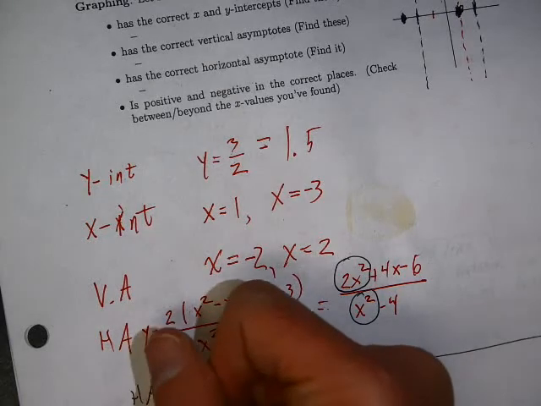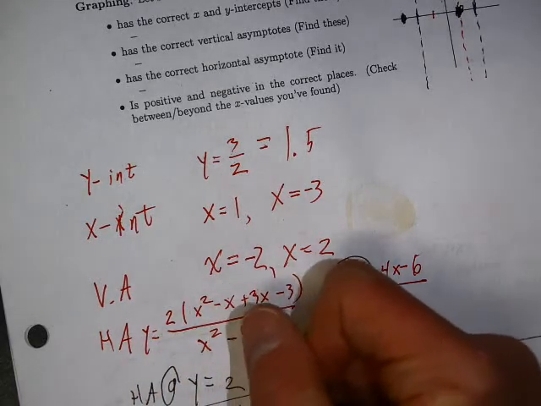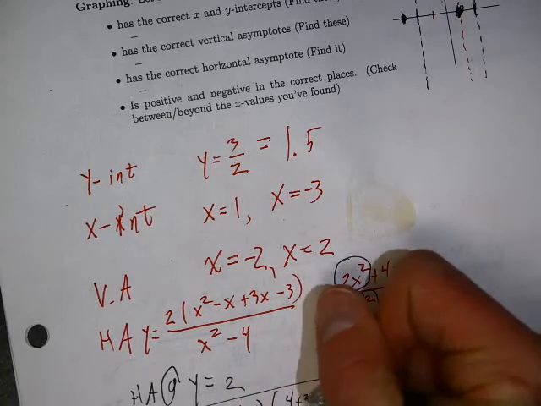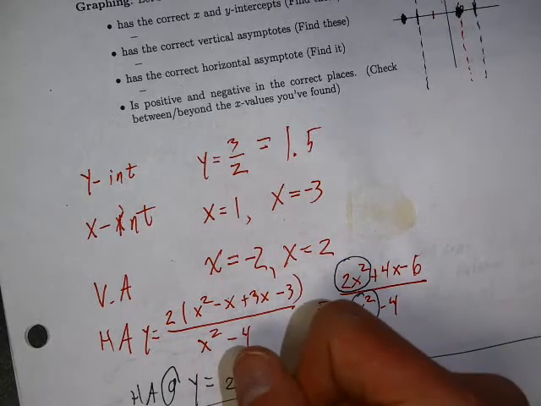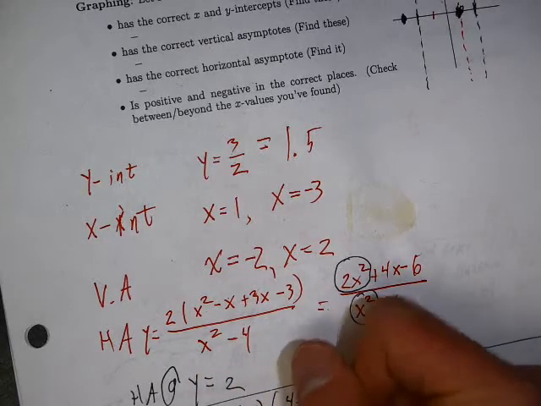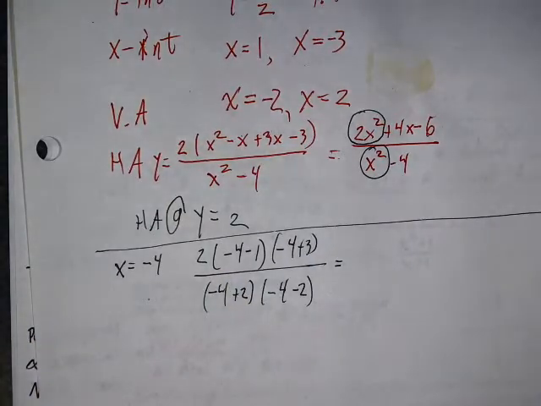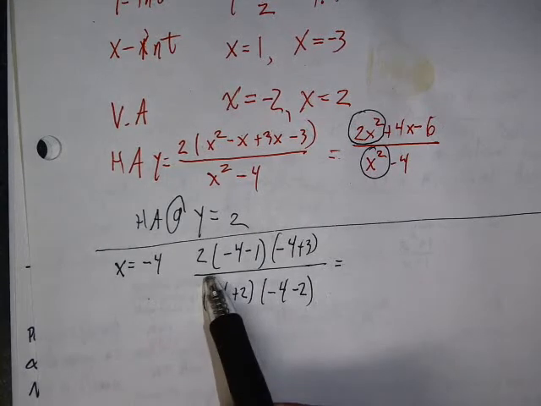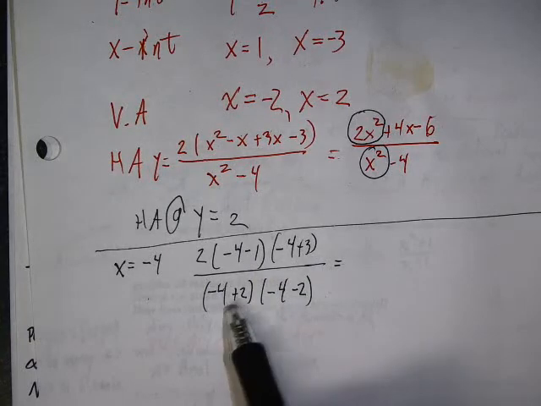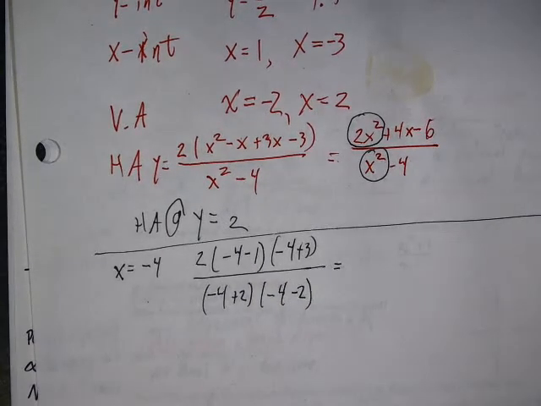So if I plug in x equals negative 4, I'll get 2 times negative 4 minus 1, negative 4 plus 3, over negative 4 plus 2, negative 4 minus 2. And I don't care exactly what that number is. I don't really care about x equal to negative 4. I just care if it's positive or negative. Is that positive or negative? So you plugged in x equal to negative 4. So that's 2 times a negative number times a negative number, divided by a negative number times a negative number. So it's positive divided by positive, which is positive.